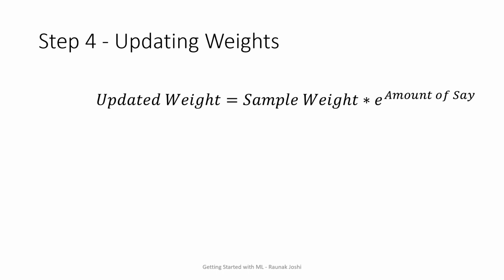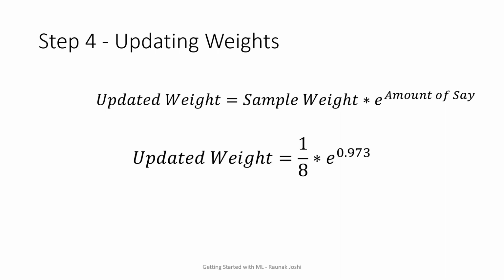So updating the weights is equal to this formula, which is sample weight into e raised to amount of say. Now since I have all of the weights, I also have the significance evaluated value. I am going to update the weight of the value that is wrong. So updated weight is equal to 1/8, that is my sample weight, into e raised to 0.973, and the value that I get in the end is 0.33. So my weight has actually increased from 1/8.